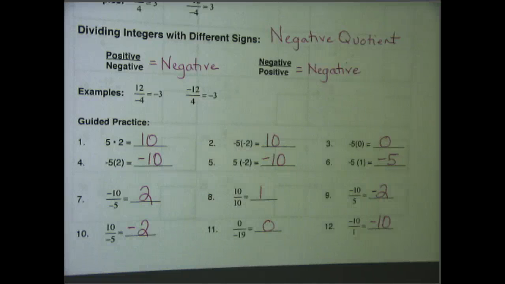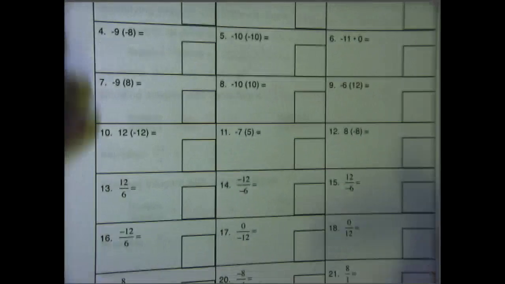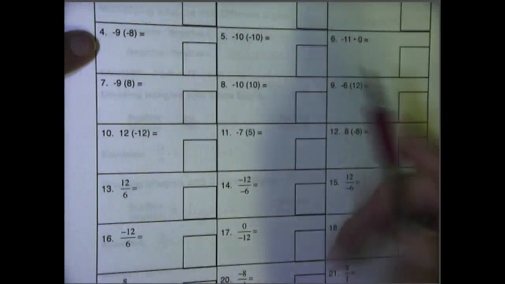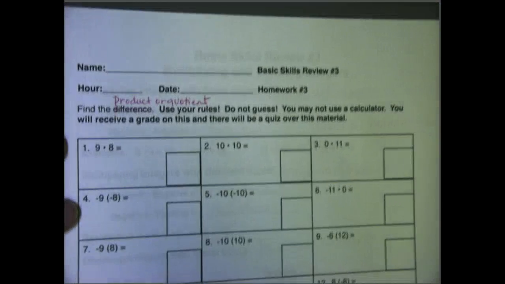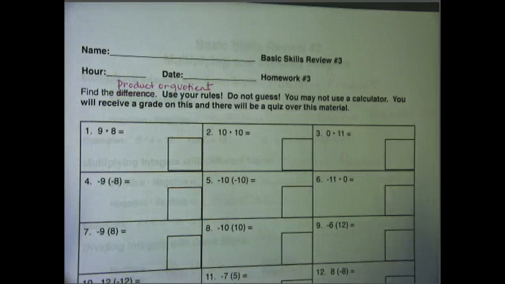So once you have completed this and you're sure that you understand the multiplication and division rules, move on to the homework section for homework number 3. And this should actually say, find the product or quotient. Use your rules, do not guess. No calculator. As in the other homework assignments, you're going to receive a grade on this, and there will be a quiz over this material.